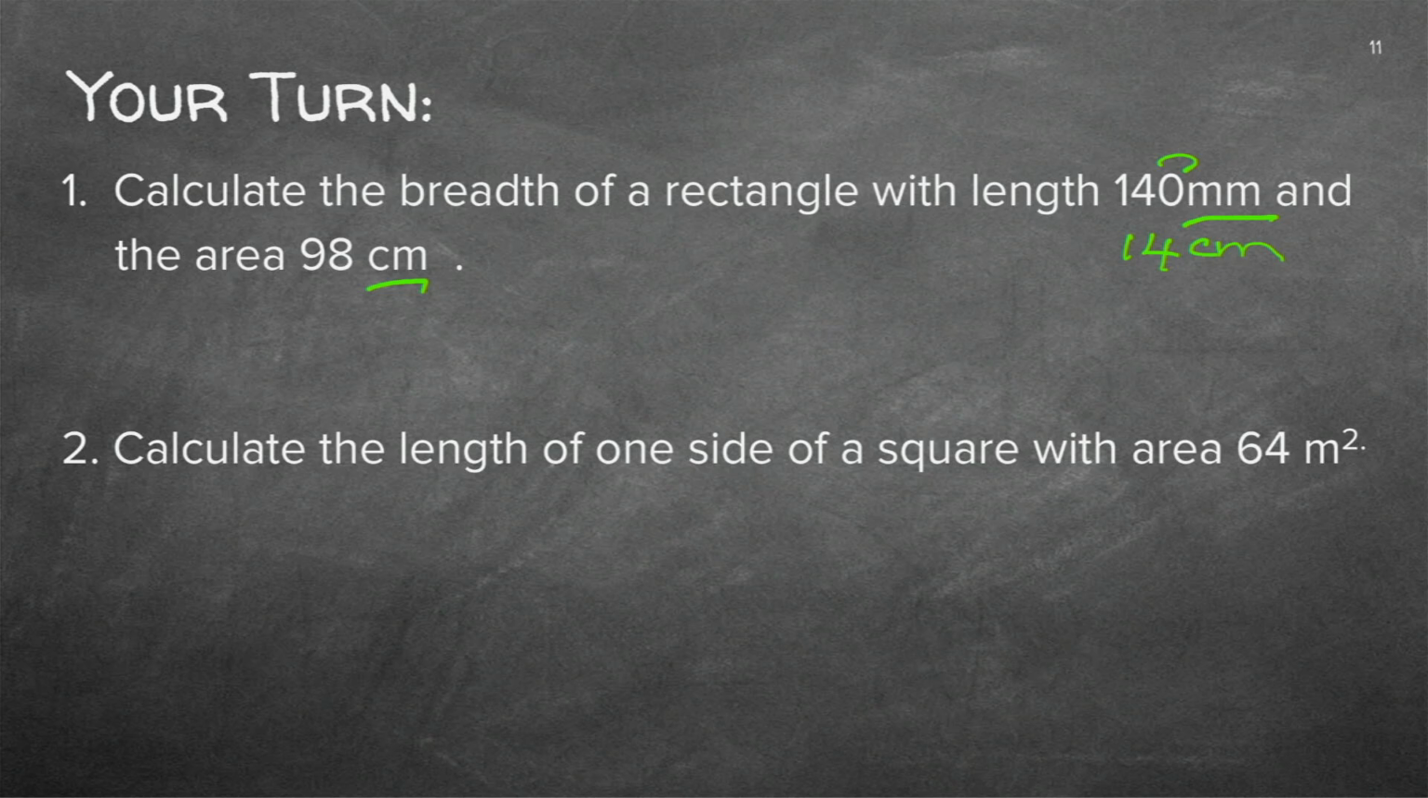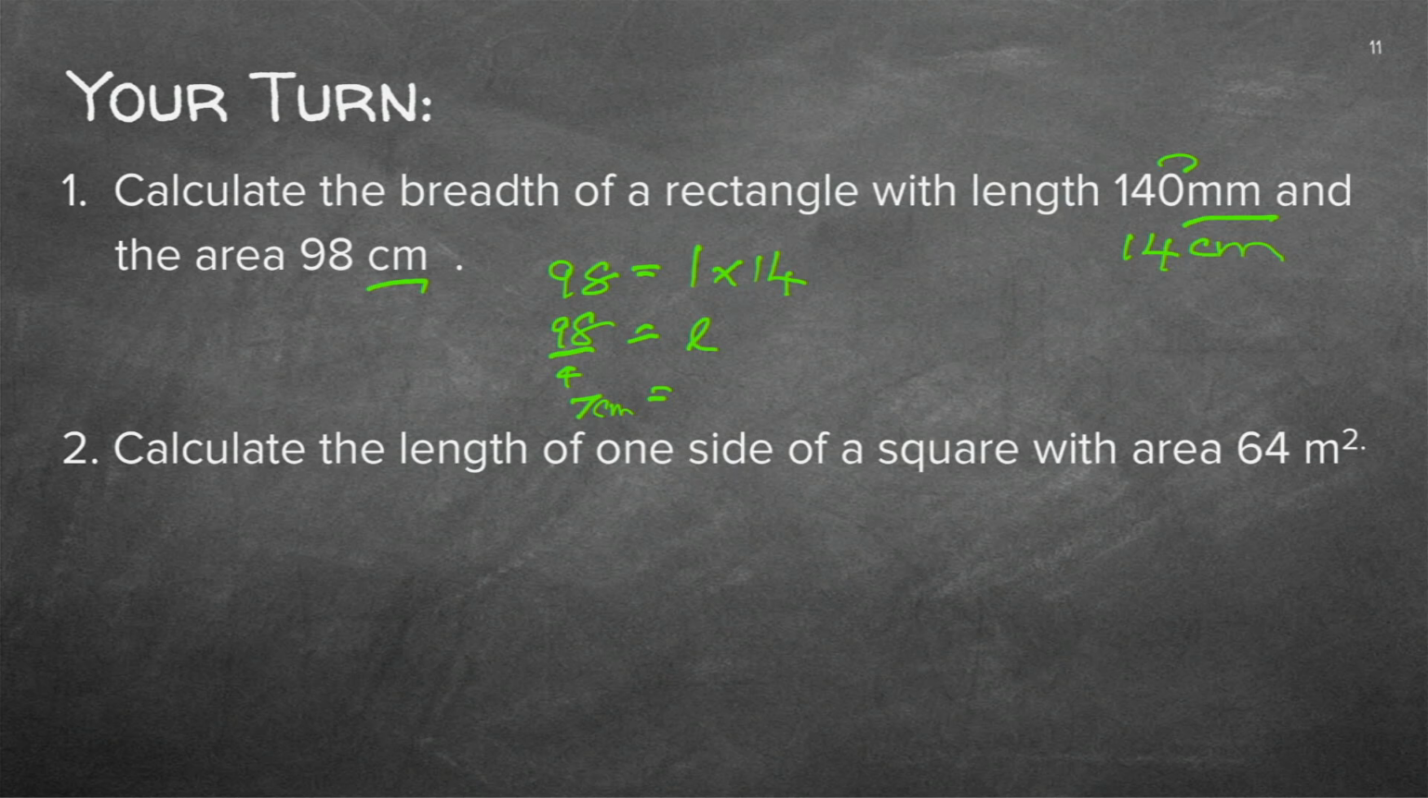So now all we have to do is put whatever we have in our formula. We know that the area is 98 and the formula is length times breadth, and we have got 14. So all we have to do to get the breadth is 98 divided by 14, and that will give us 7. So the answer will be 7 centimeters.